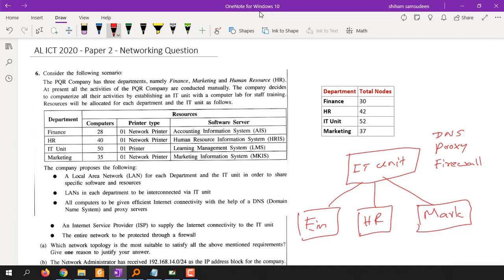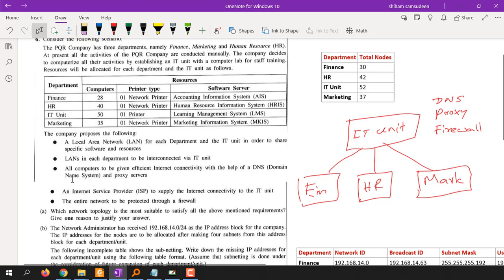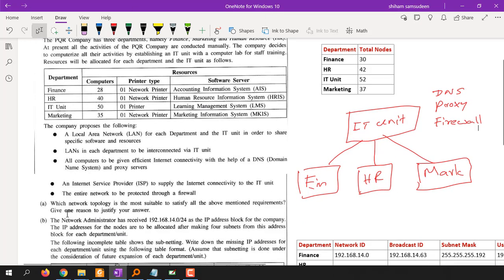All right. So let's go to the first question. Which network topology is the most suitable to satisfy all the above mentioned requirements? So the question asks about what topology will suit our requirement here.